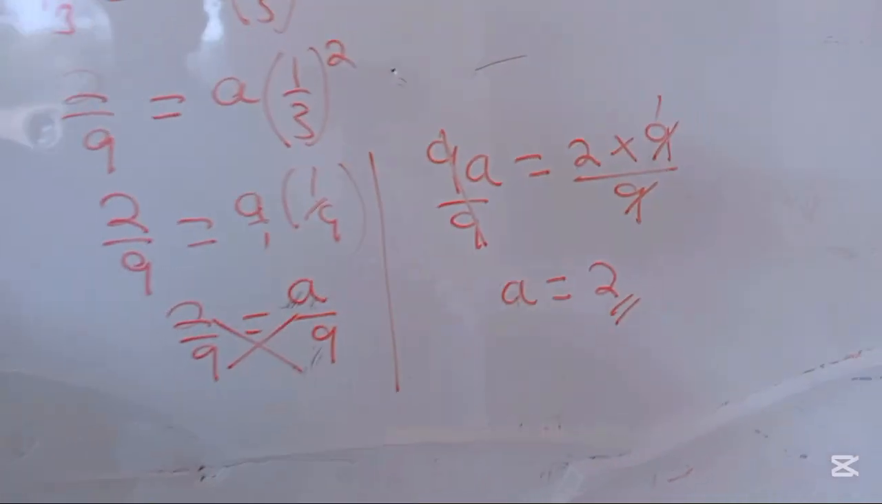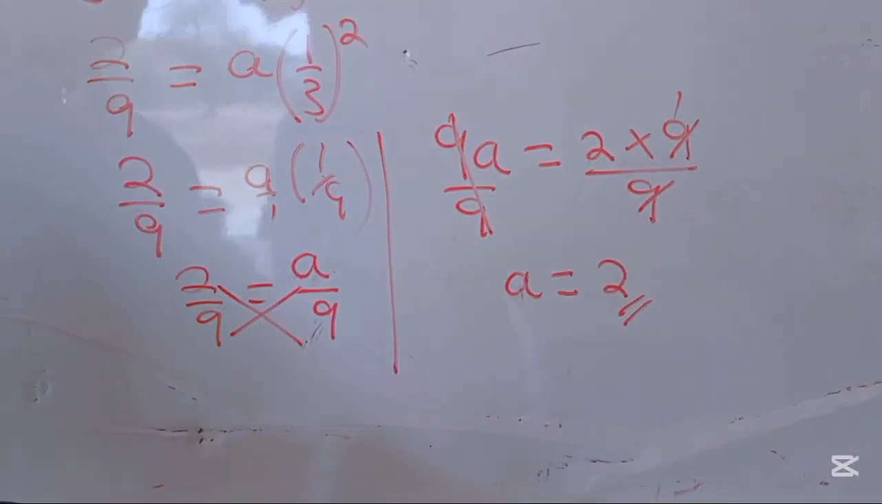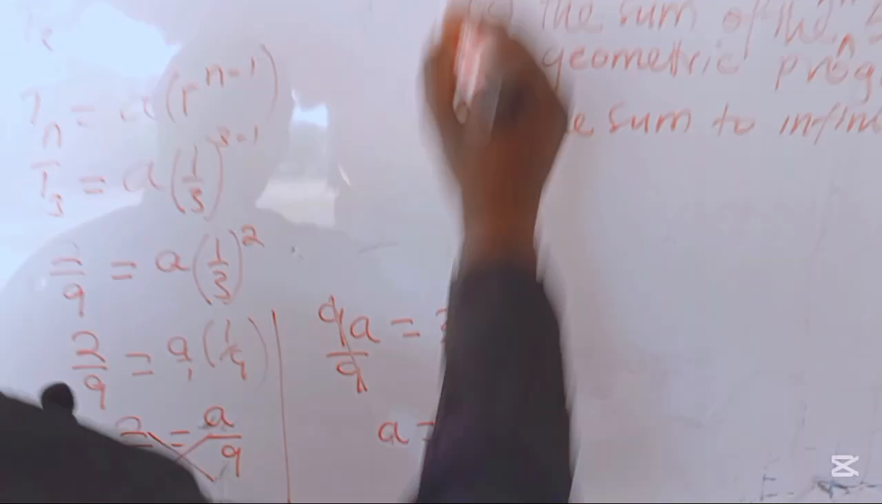So what have we done? We have found the common ratio, we have found the second term. So we are done with the first question.